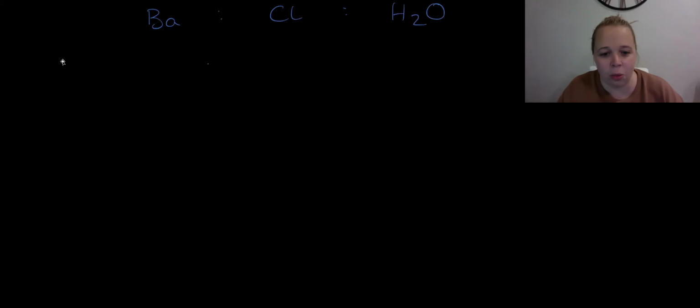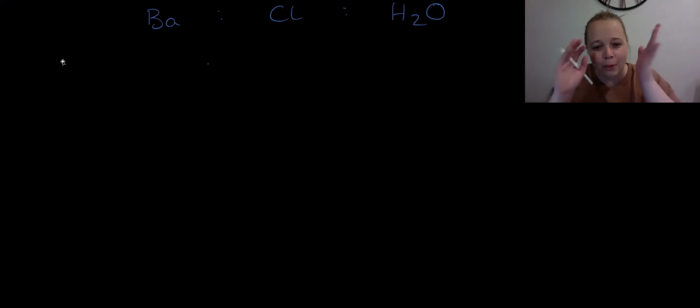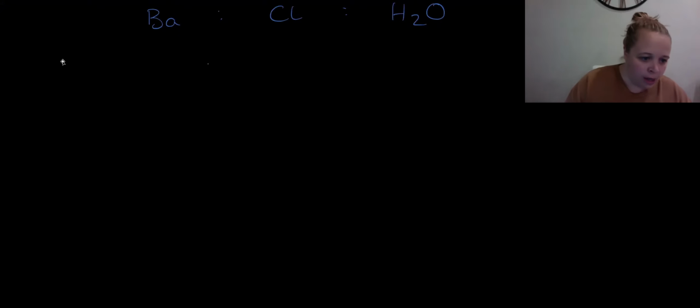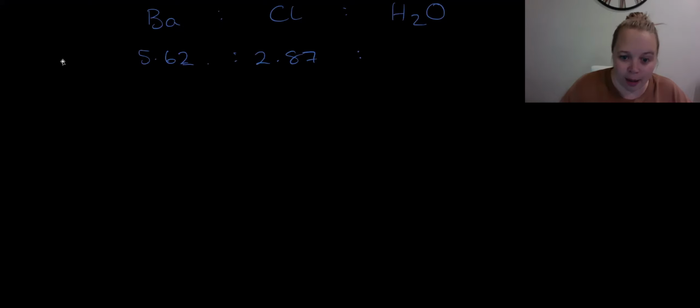Let's just write that out so we know what we're talking about. We're going to have barium, chlorine, and water, and we're going to keep them together as water. We're not going to split them as hydrogen and oxygen because we don't know what our ratio is there, but the question has given us enough information to figure out the mass of the water. By mass, they've told us that we've got 5.62 grams of barium, 2.87 grams of chlorine, and altogether it has to add up to 10.